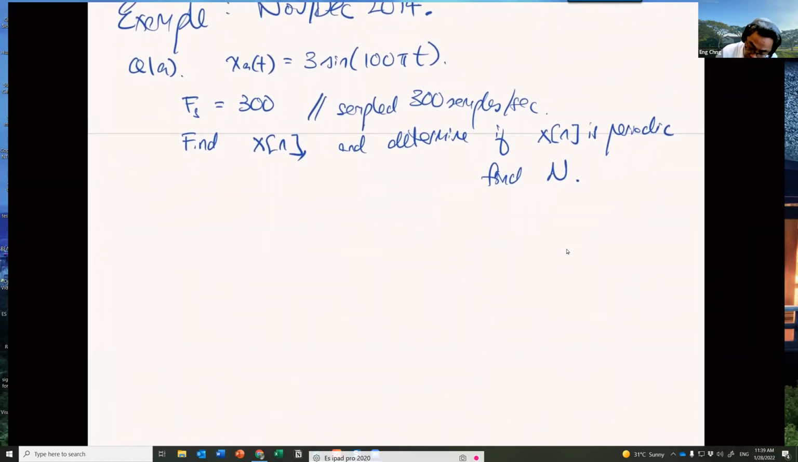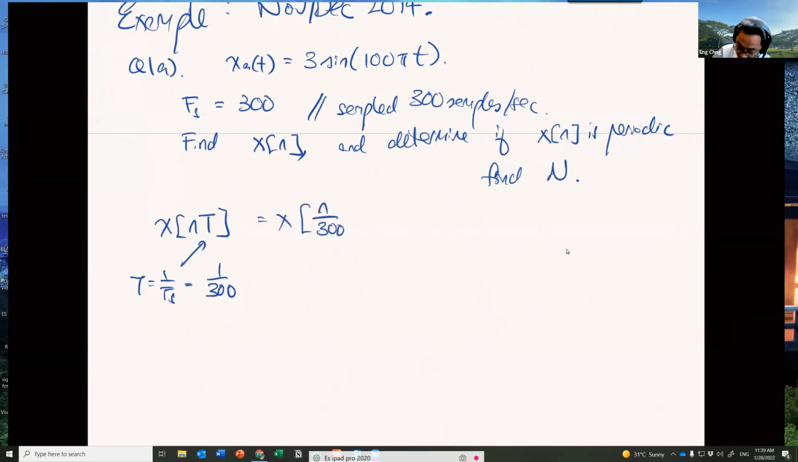Okay, let's try. So again, what is T? T equals 1 over fs. What is fs? 1 over 300. So we are substituting. You are thinking that we are substituting like this, and that's not too far wrong actually. You think like this, and then you get 3 sine 100 pi. For every t, we substitute n over 300. That's it.